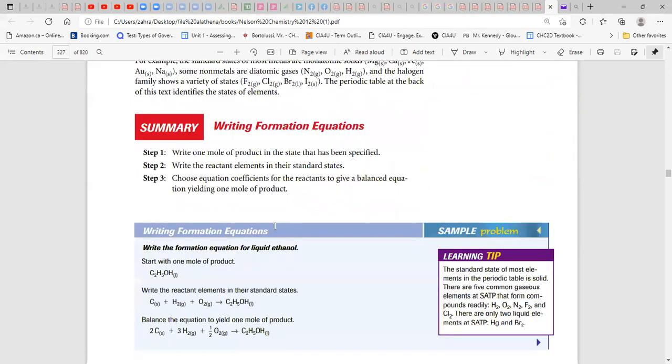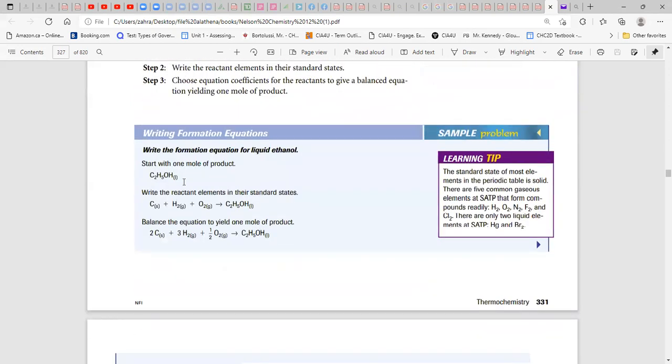So you need to be able to write down the formation equation of any compound that is given to you. For example, C2H5OH: I know there is a C, meaning carbon; you have H, meaning hydrogen gas; and you have O, meaning oxygen gas. So these are reacting, and they will give you that.